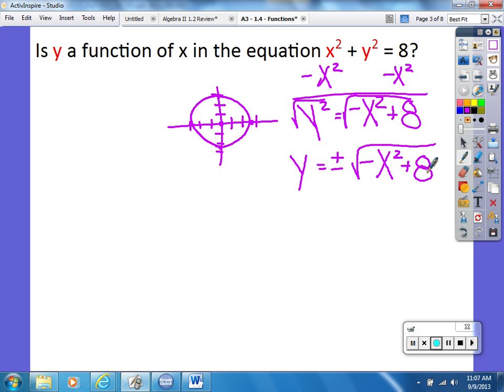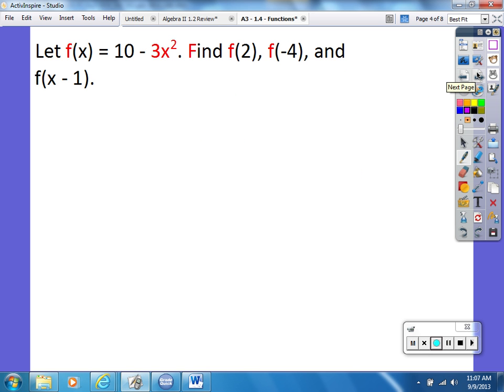Well, because I need to take the square root of 8. 2 point something is how we do it. Good question. All right. That's not a function. That is not a function.